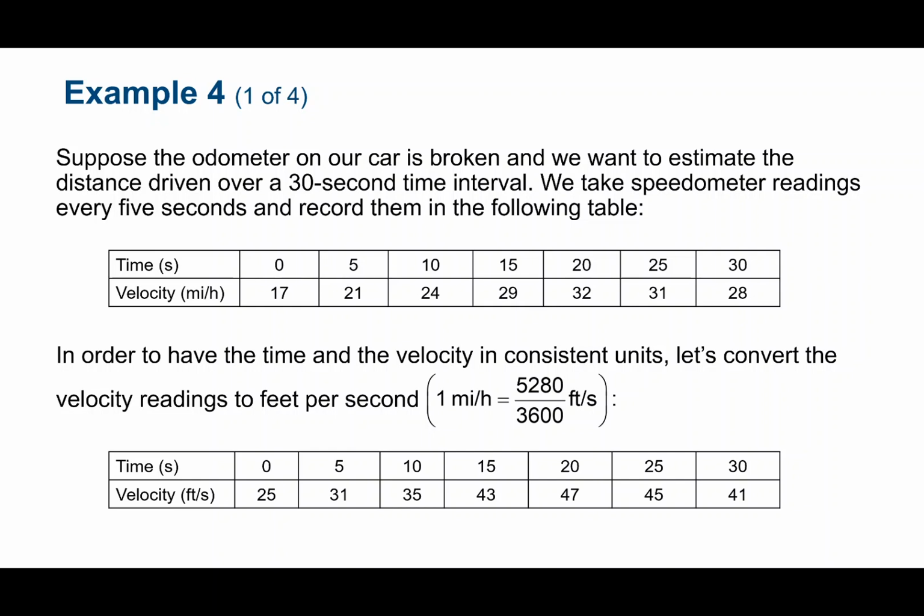Since we're taking time in seconds, it's convenient to change our velocity to feet per second. So we're not having to deal with the miles an hour versus feet per second issue. We can convert. So if we do that conversion, at time 0 seconds we're going 25 feet per second instead of miles an hour. At 5 seconds, we're going 31 feet per second. So when we get our table there, it's just nice. They've got the same units.